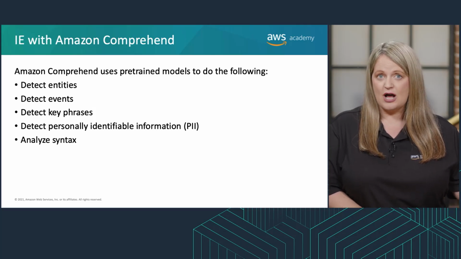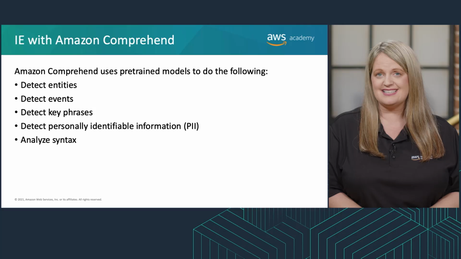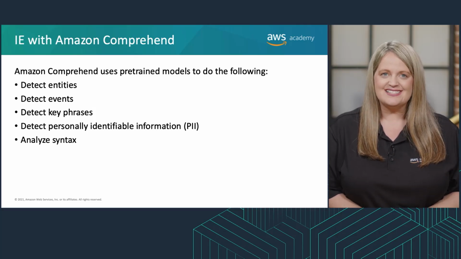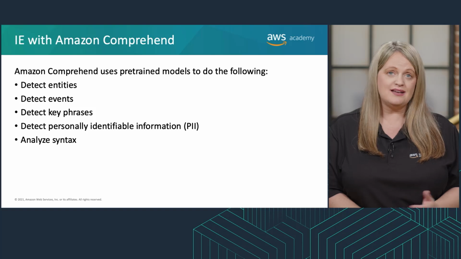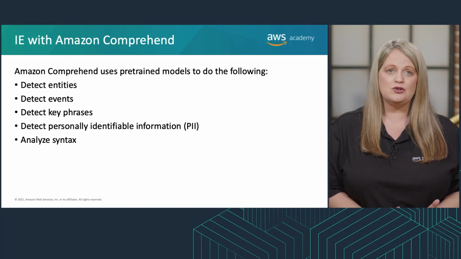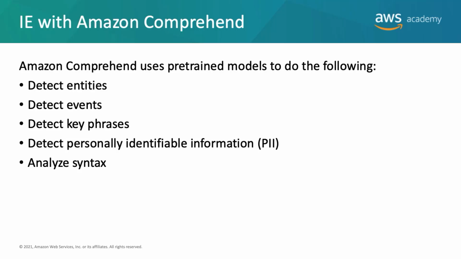First, the service can help detect textual references to entities, such as the names of people, places, and things. Next, Amazon Comprehend can help to analyze documents to detect specific types of events. Examples include mergers and bankruptcies. The service can also help to find key phrases such as good morning in a document.